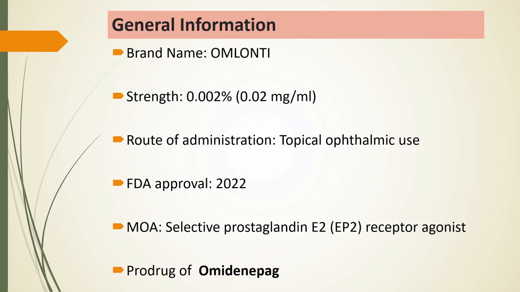Let us first have some general information on the drug. So the drug that we are discussing today, as I've already told you, is Omidenepag isopropyl ophthalmic solution. It is sold under the brand name of Omlonti. The strength of this drug is 0.002% or rather 0.02 mg per ml. It is a topical ophthalmic drug. The route of administration is topical. It was approved by FDA in the year 2022. It's a selective prostaglandin receptor agonist and it acts on the EP2 receptor. And this drug, that is Omidenepag isopropyl, is actually a prodrug of Omidenepag.